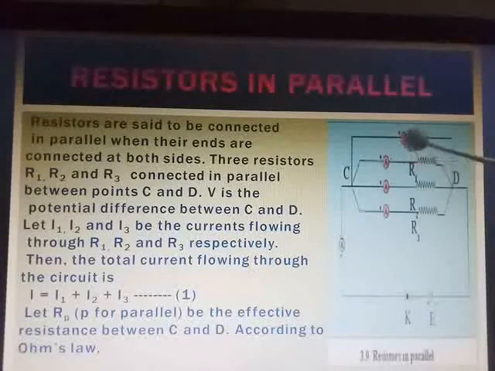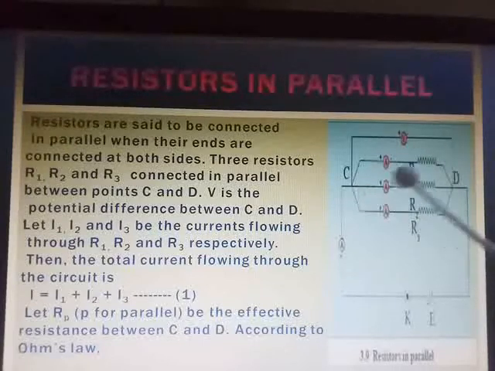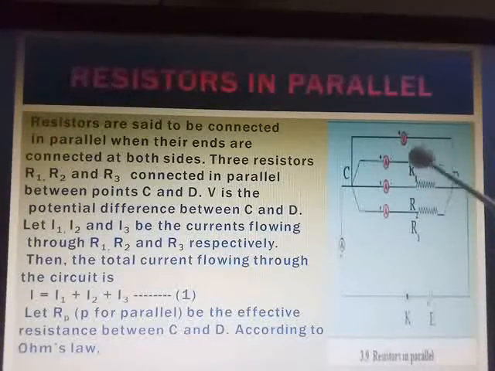You can see in series they were one after the other. Here you can see R1, R2, R3, one below the other. So 3 resistors R1, R2 and R3 are connected in parallel between points C and D. V is the potential difference between C and D. So let I1, I2 and I3 be the currents flowing through the 3 resistors respectively.